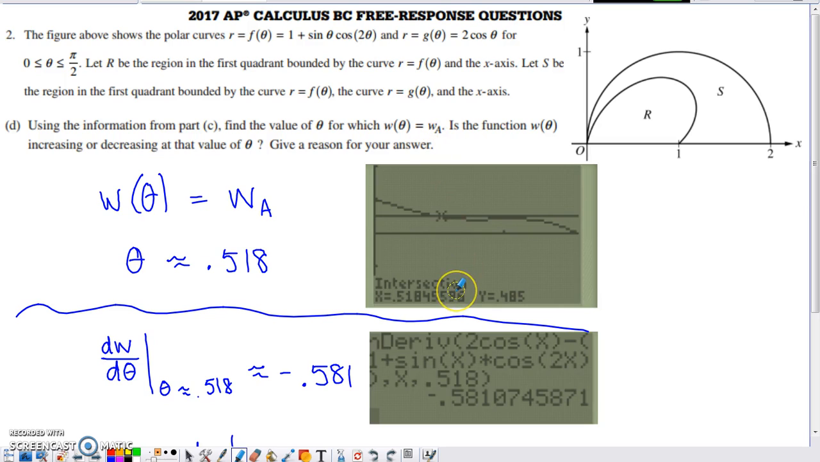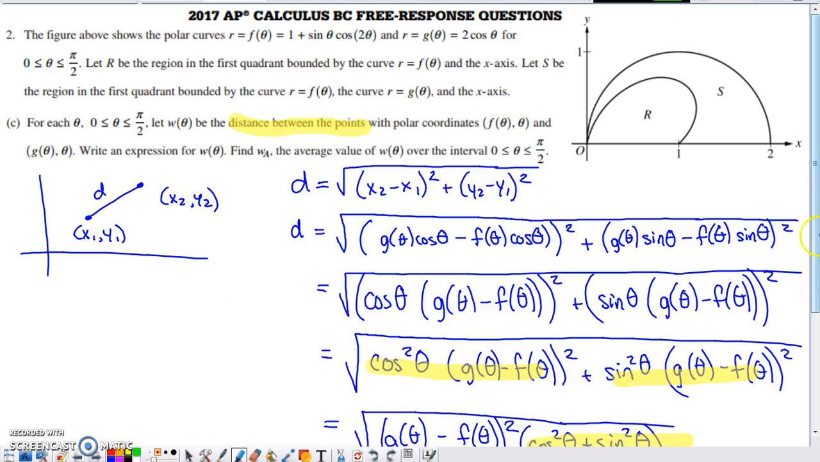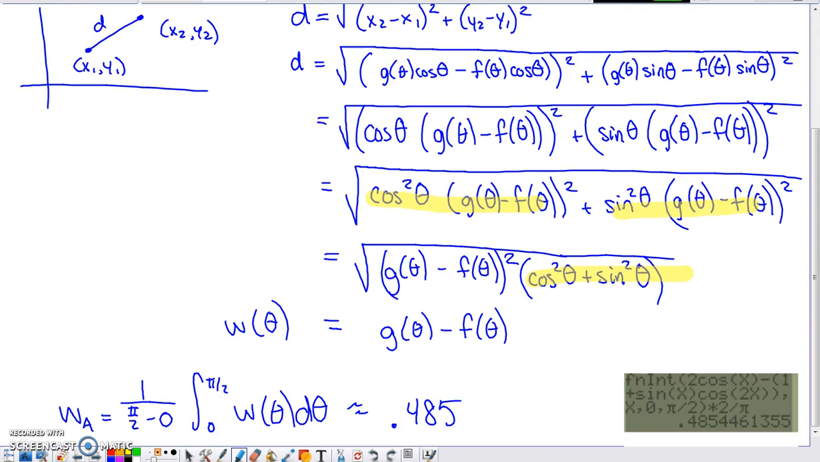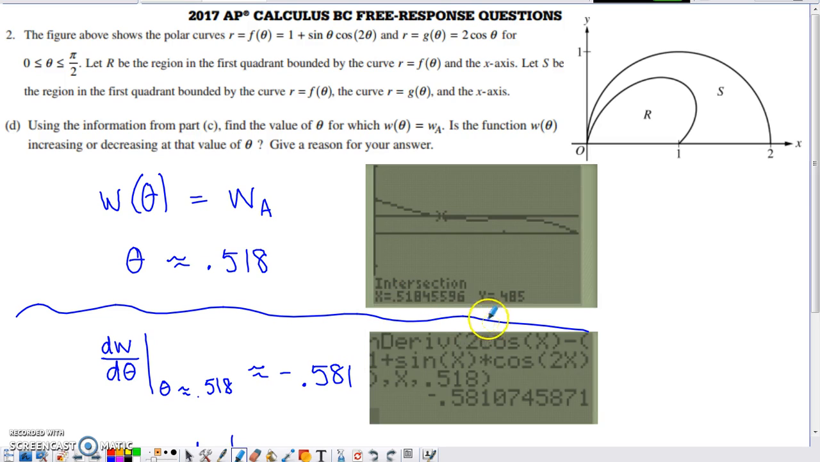And so you do have to kick your calculator back to function mode in order to have it allow you to find an intersection. But what I did is I graphed w of theta, I graphed that constant value, what was it, 0.485? Is that what we got at the end of part C? Yeah, 0.485. And I figured out what that intersection was going to be.